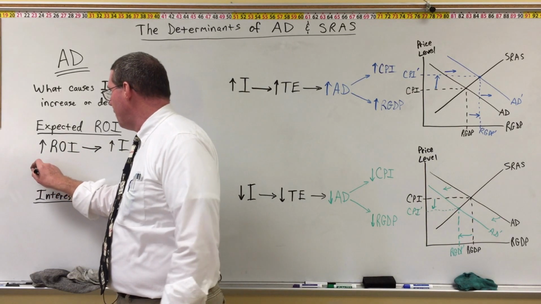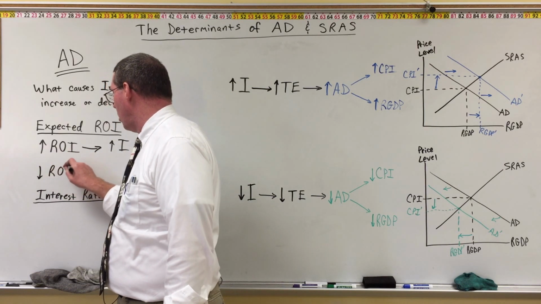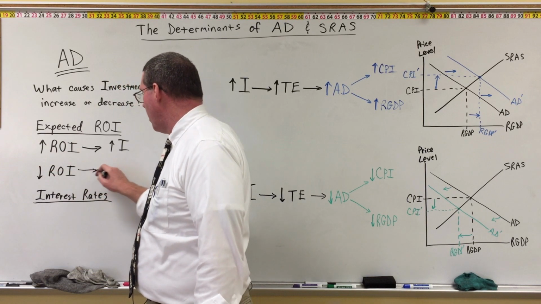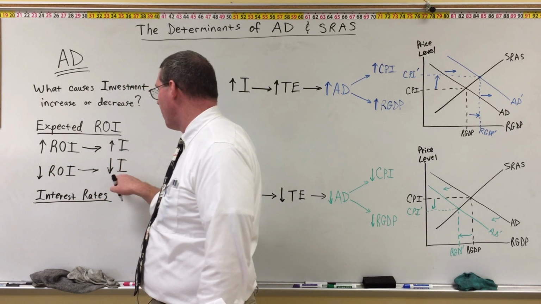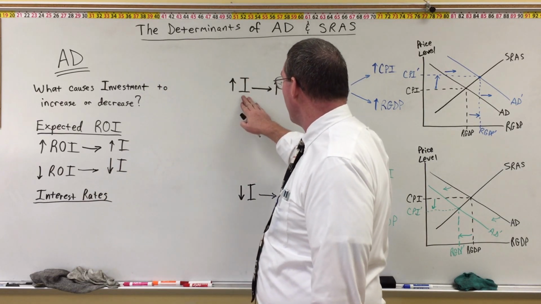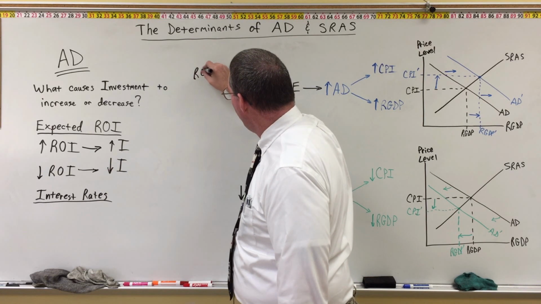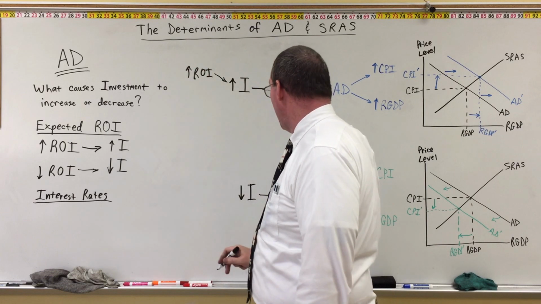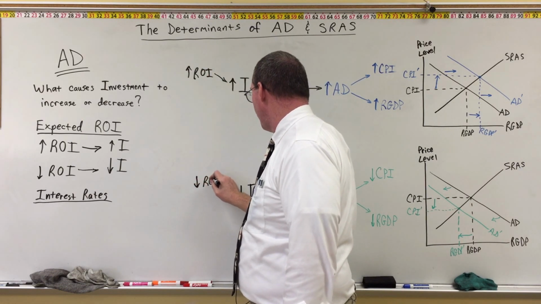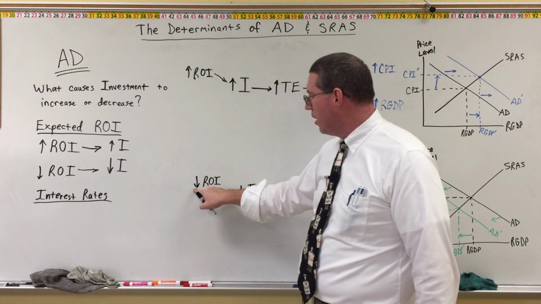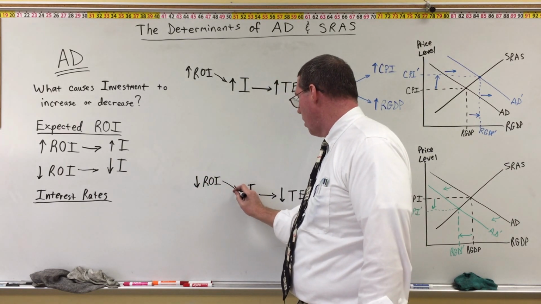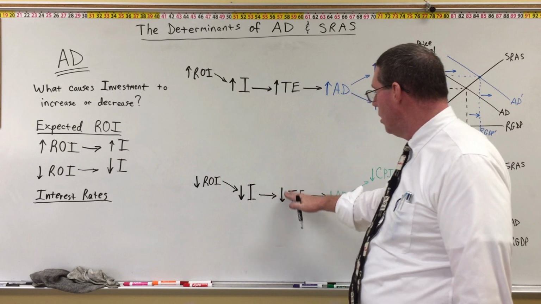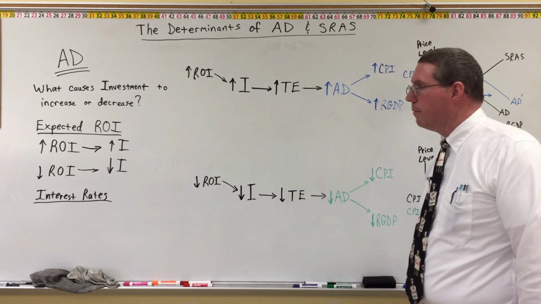On the other hand, if they think that they're not going to make very much money on an investment, if their return on investment is low, or they think it's going to be low, then they're less likely to make the purchase. And so investment will go down. And so investment is likely to be higher, up arrow, if businesses think that their return on investment in the economy is high. But if businesses think that their return on investment is low, they're not going to make very much money on an investment, then they are less likely, down arrow, to make the investment. Investments will be lower, total expenditure will be lower, and aggregate demand will be lower.